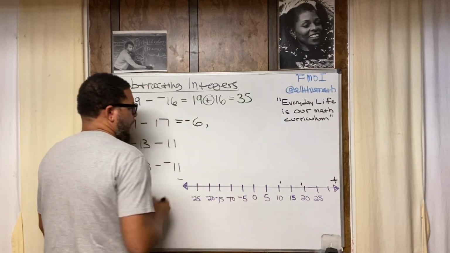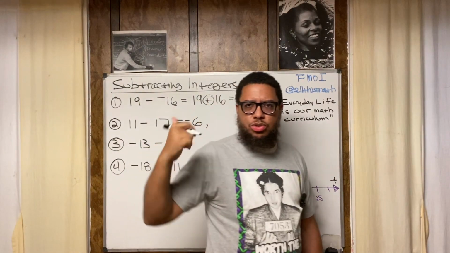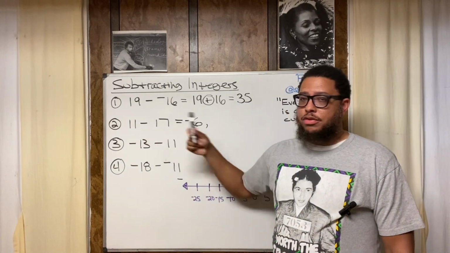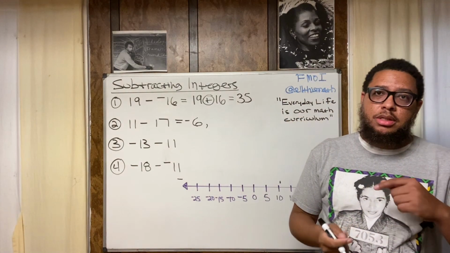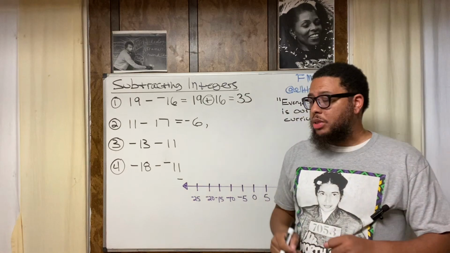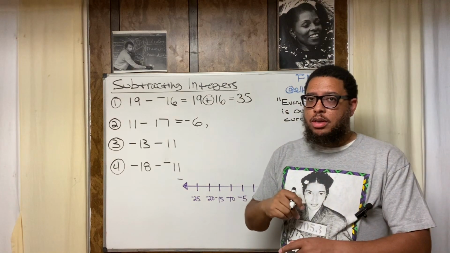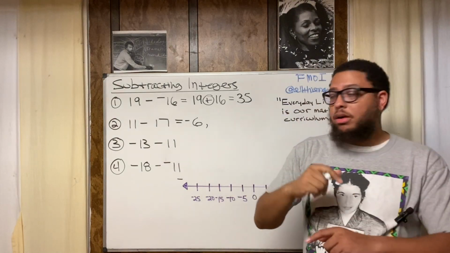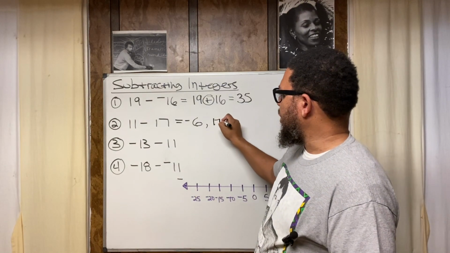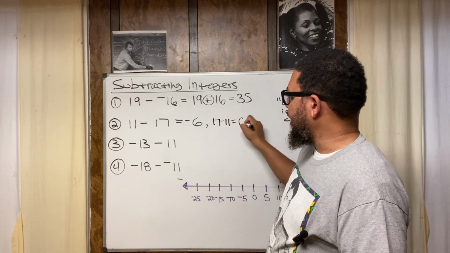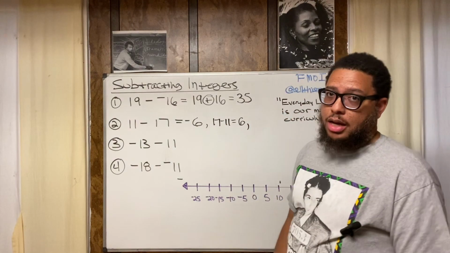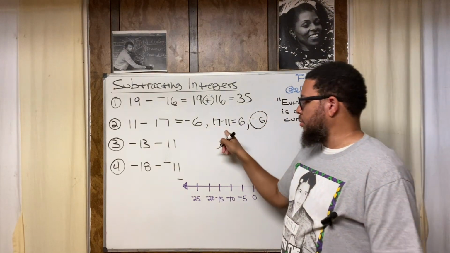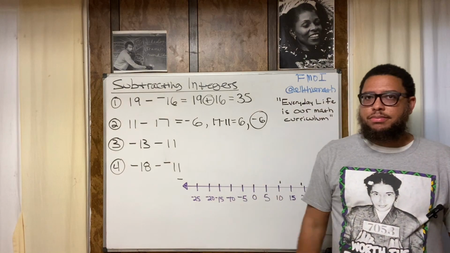Now, another trick that I just showed to this young brother I was tutoring the other day: when you have a problem like this, a positive minus a positive, you can actually flip the numbers around, because you're subtracting a bigger number from a smaller number. You can flip it around and do 17 minus 11, which is 6. And then you just throw a negative sign on the answer. So flip it around, throw a negative on your answer.